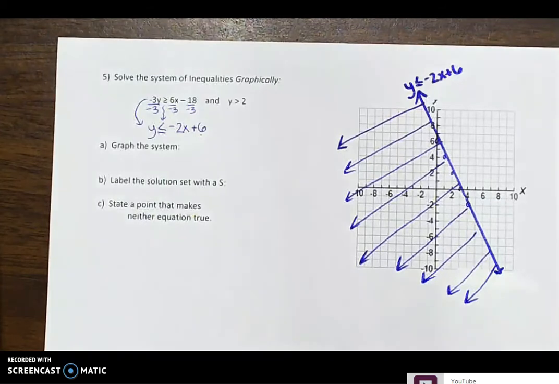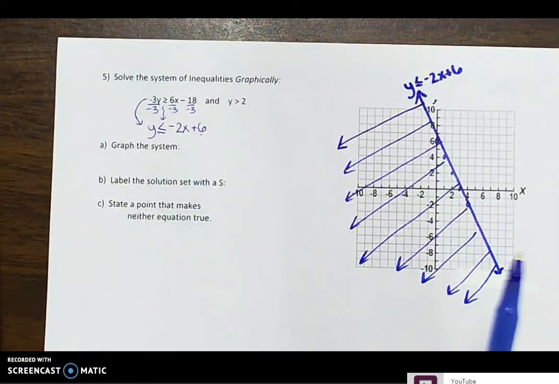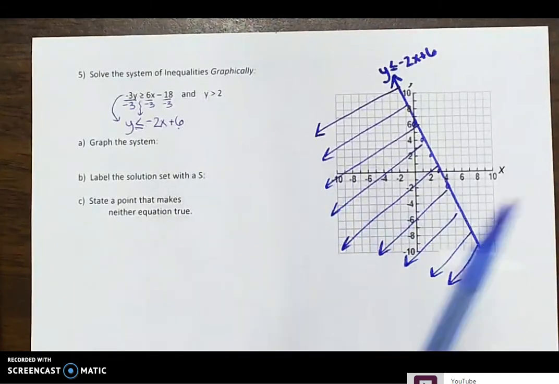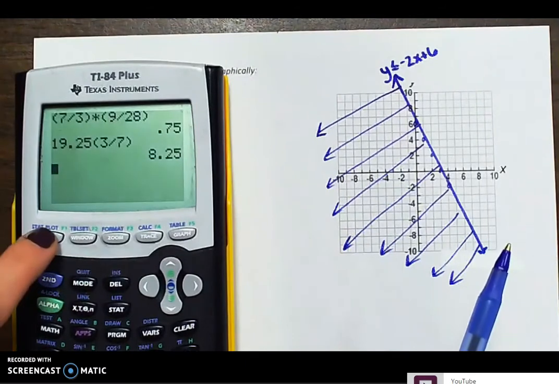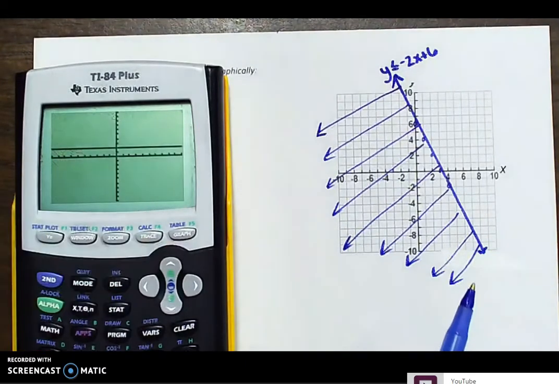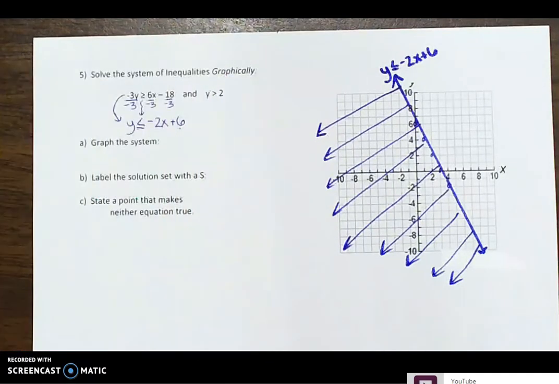All right, now we go to our second line. So here we have y is greater than 2. Now this is already standard notation because the y is by itself. Now if you forget how to graph this line, we can go to our y equals, type in 2 and hit graph, and we see this is going to be a horizontal line across our graph.